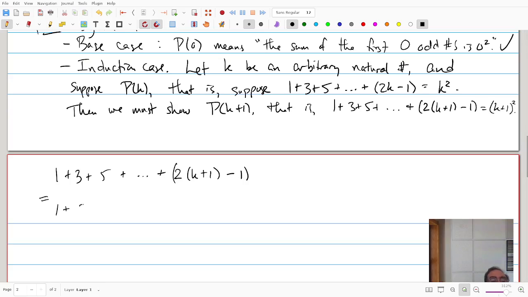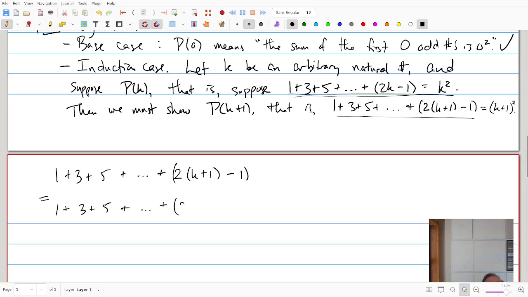Equal to, so I'm going to start with this here, and I'm going to do a bunch of steps and hopefully get to k plus 1 squared. And the goal, my kind of meta goal here, is I want to be able to use my assumption that P of k is true. That's my goal. So if I can get this into a form where I can use this fact, that will be good. So the first thing I'm going to do is just simplify this a little bit.